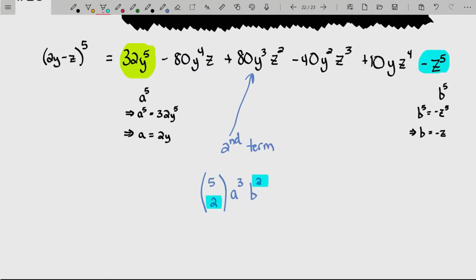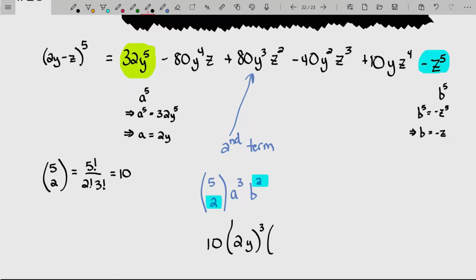So let's go ahead and test this out. 5 choose 2 is the same thing as 5 factorial over 2 factorial times 3 factorial. That'd be 5 times 4 over 2, or in other words, 10. So this is going to be 10 times a cubed, which is 2y cubed.